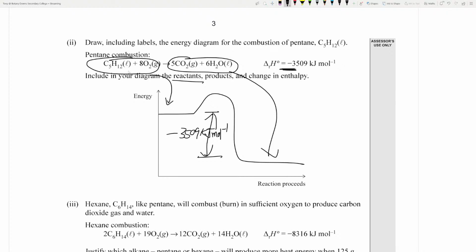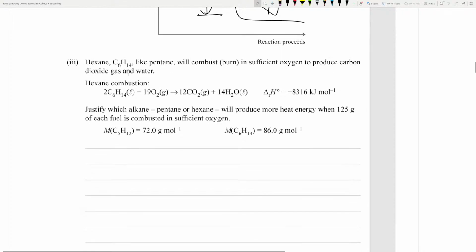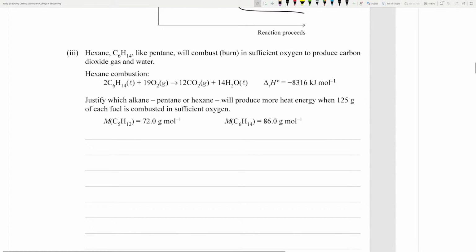Okay. Reactants, products, and change in enthalpy. Done. Easy. Next one, calculation. So I don't even read the graph. I just look at this.